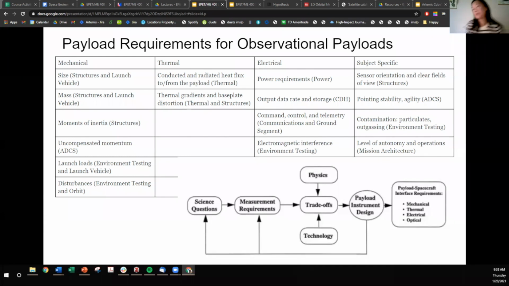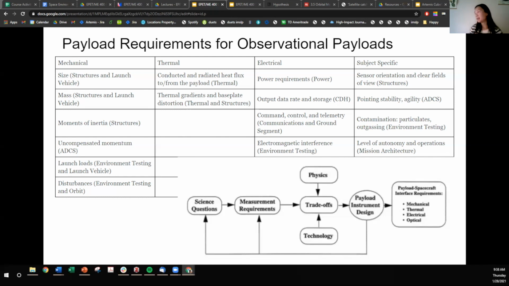And then finally, for subject-specific things, if your observational payload needs an unobstructed view to the space environment, then you need to think about how that field of view is going to be achieved. You probably need to be mounted close to the edge of the structure and make sure that all kind of structures in the field of view are not obstructing the field of view, but also while maintaining structural integrity.